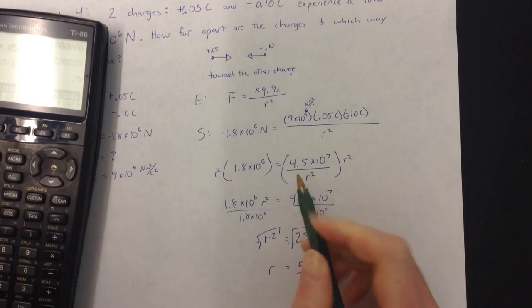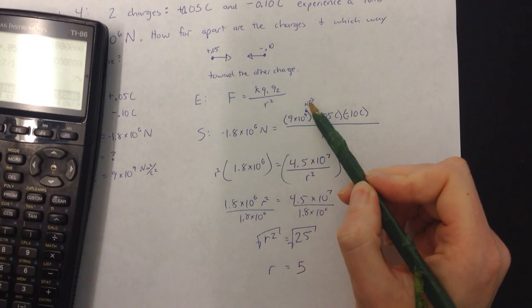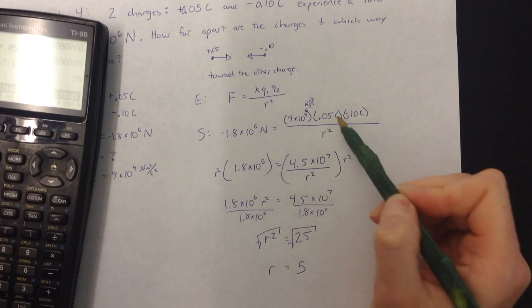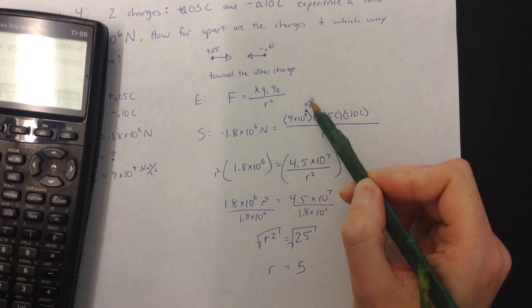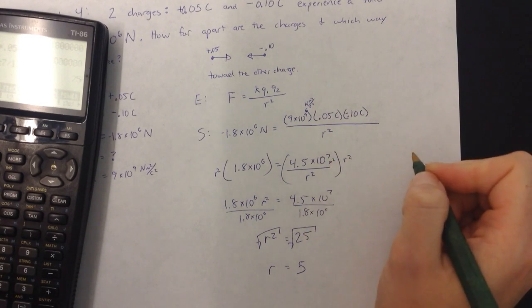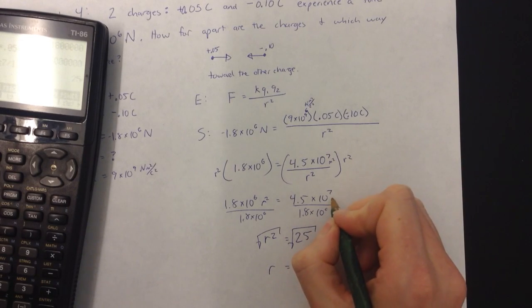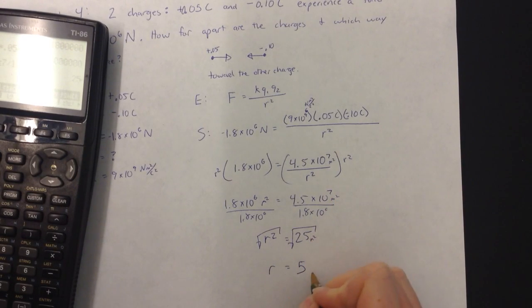Now, what's the unit here? My newtons cancel out, my coulombs cancel out, and I'm left with meters squared. So this is meters squared. I square rooted the meters squared, so I end up with meters.